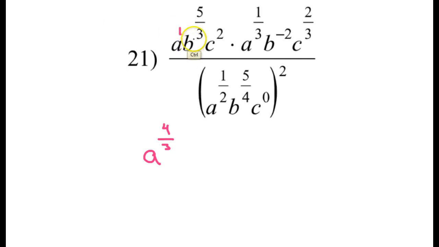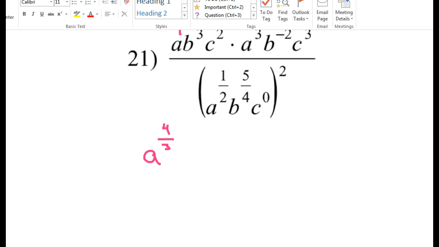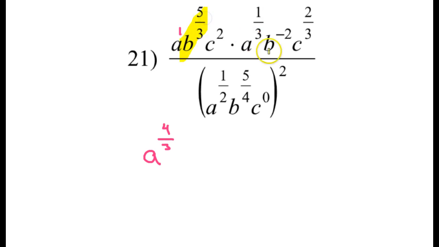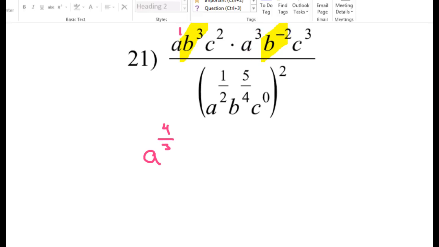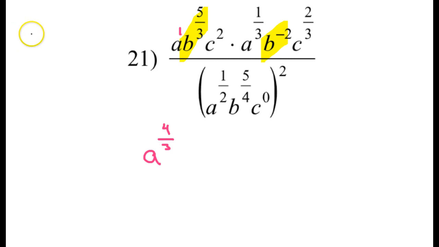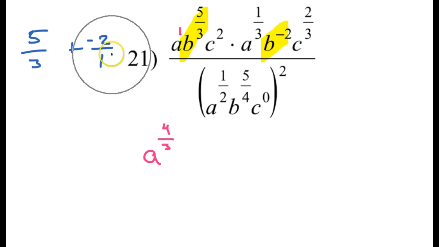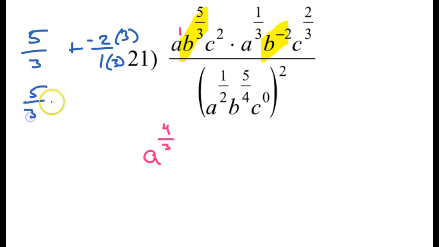What about b? Okay, so looking at the b's right here and here, again I need to add those exponents. So I need to do 5 over 3 plus negative 2 over 1. So again I need like denominators, so this will be 5 over 3 plus negative 6 over 3, so that's negative 1/3. So I have b to the negative 1/3 power.